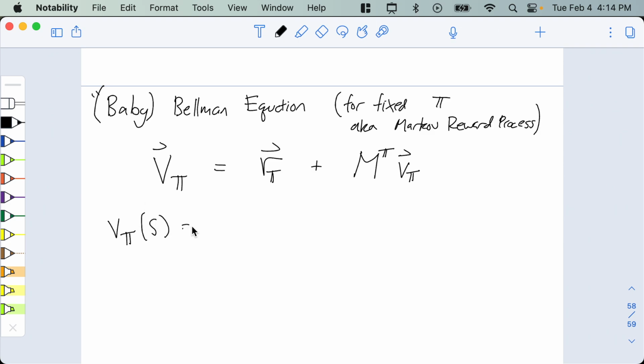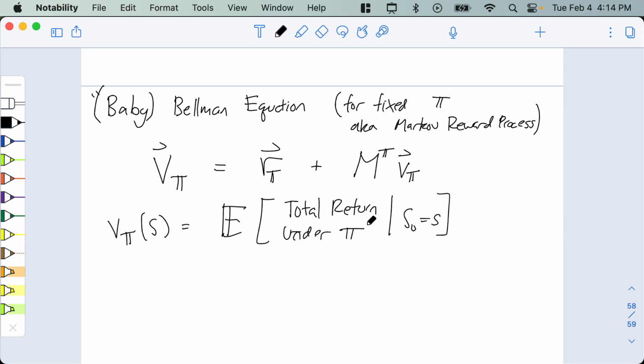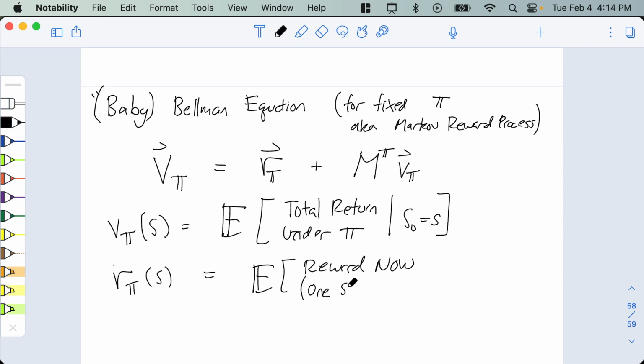V pi of s is the value function, the long-term total returns, the total return given s_0 equals s, under pi, so with the policy pi in mind. r sub pi of s is the reward you get now, so the expected value of the reward now. In other words, the one step reward, that's what we called r, so r1 given s_0 equals s.